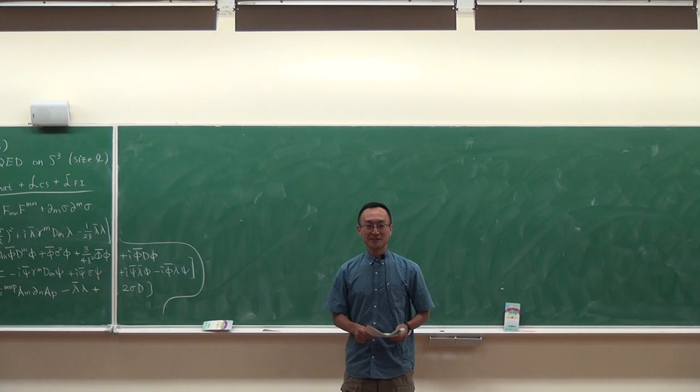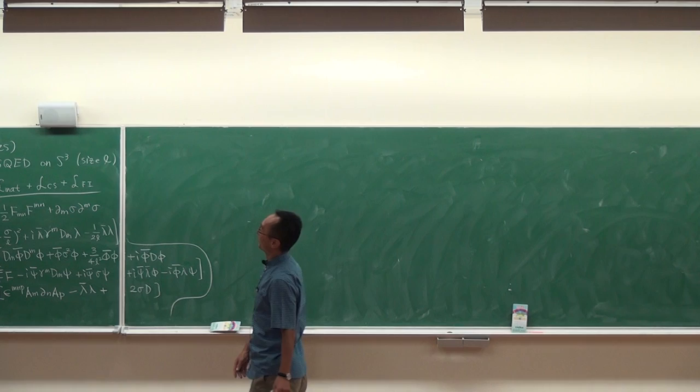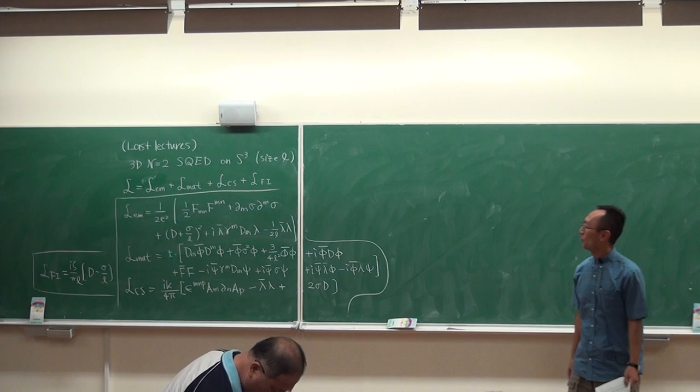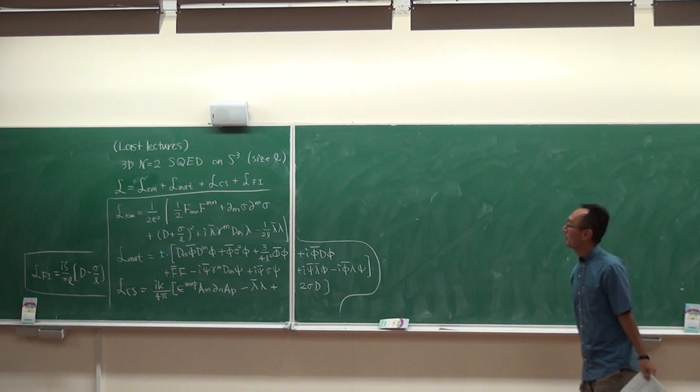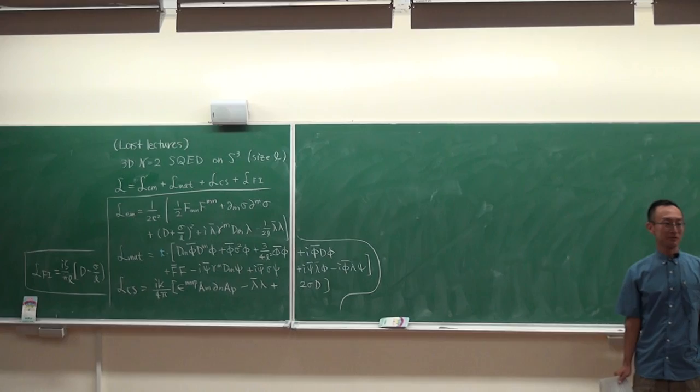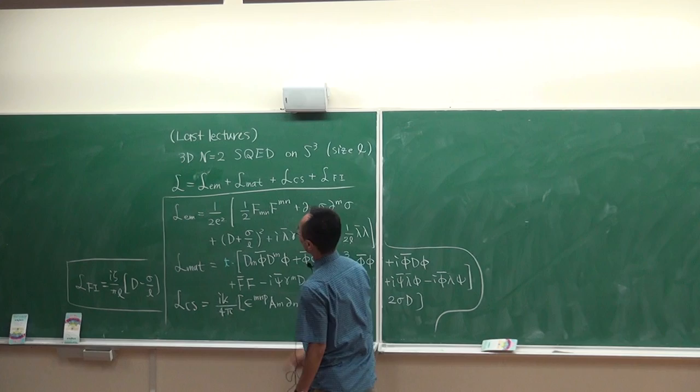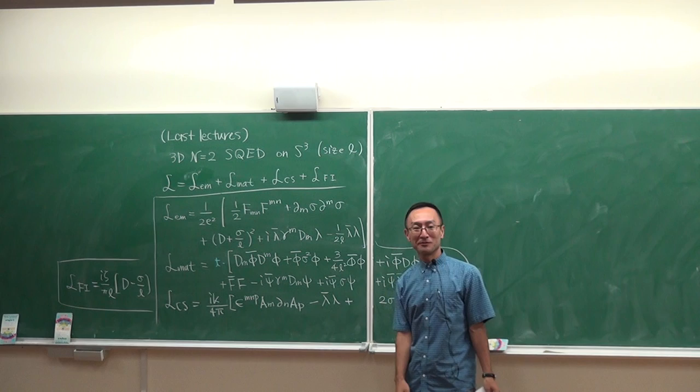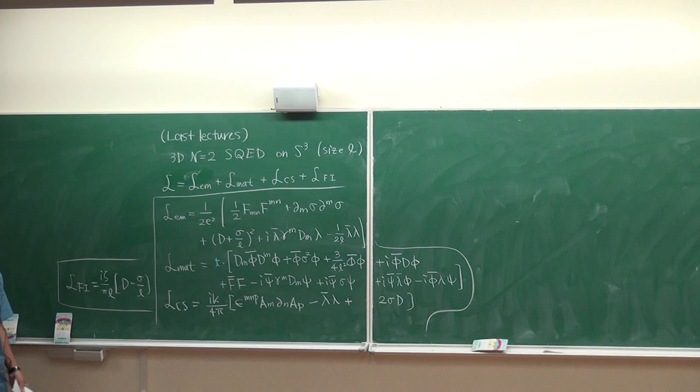Last time, I showed you how to derive this. This is the Lagrangian for the three-dimensional supersymmetric QED defined on the round three-sphere, where L is the size of the sphere. The Lagrangian is invariant under supersymmetry and consists of four terms: the kinetic term for the vector multiplet fields, the kinetic term for the matter multiplet fields, and two additional terms. The third one is called the Chern-Simons term, and the fourth one is called the Fayet-Iliopoulos term.